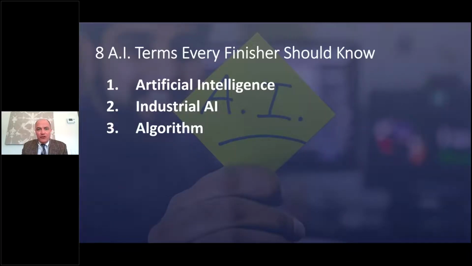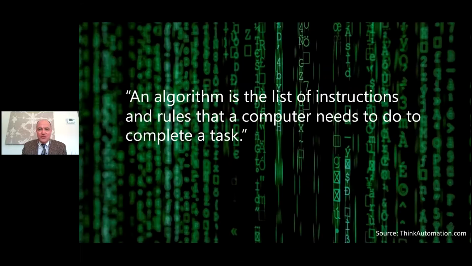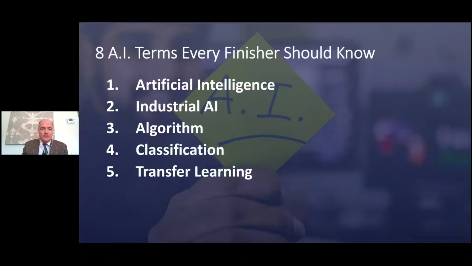What is an algorithm? We use that term a lot. This is a real easy one as well. It's basically the instructions and the rules that a computer uses to complete a task. If you think about it that way, it's a list of instructions, a set of rules that our computers are using to complete a task. That's all that is. Algorithms can be super complicated, but they don't have to be. It's any list of instructions and rules that a computer uses to complete a task. That's an algorithm. So now we get into some interesting stuff.